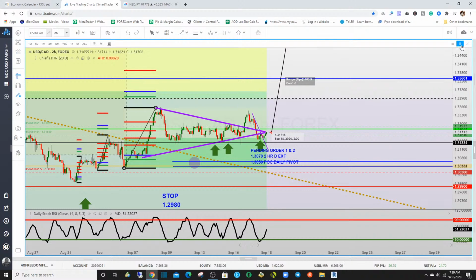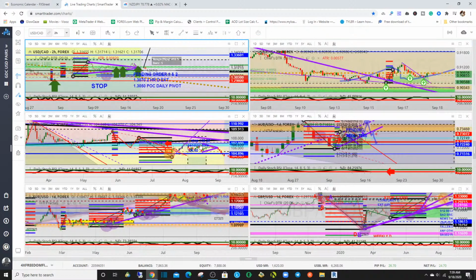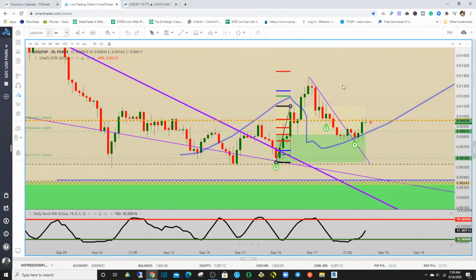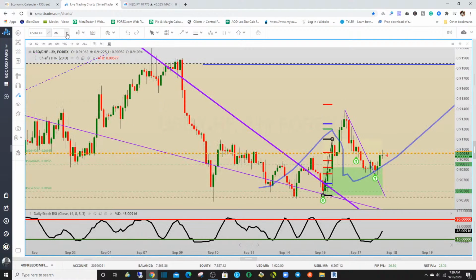Let's take a look at the U.S. Swiss franc. On the U.S. Swiss franc, kind of the same move that literally just happened. Well, I have been looking for it, but it ended up happening a little bit earlier this morning. We go back to the daily.